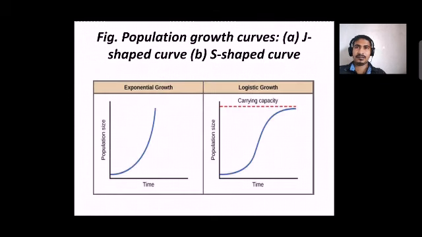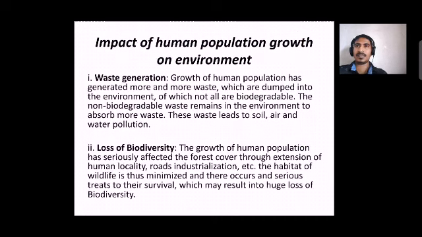Here is the graphical representation of the two types of curves. First one is your exponential growth or the J-shaped curve, and second one is your logistic growth or the S-shaped curve. What is the impact of human population growth on the environment?